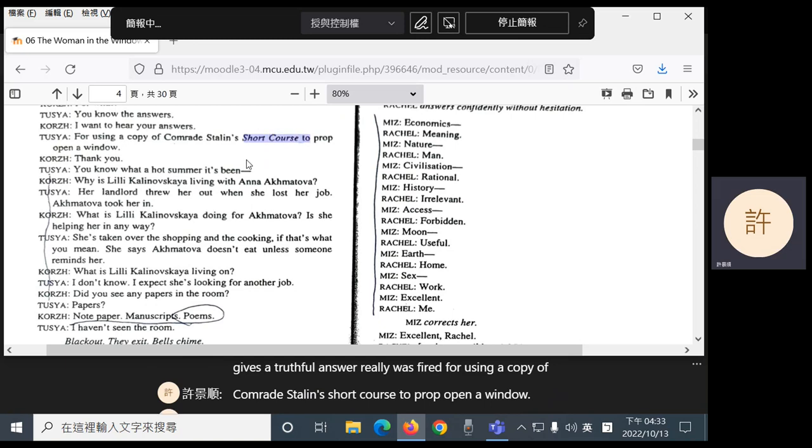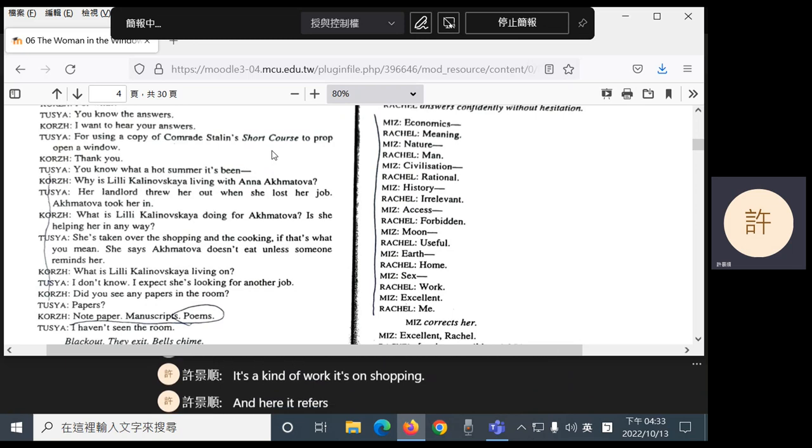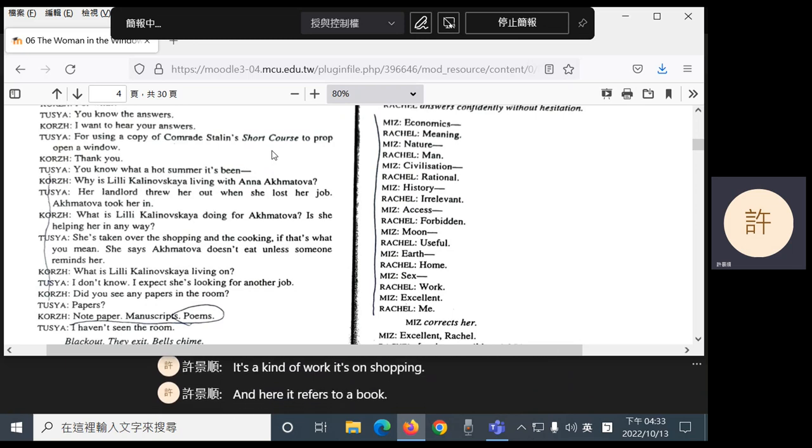When you see a name of something in italics, 写体字, this is the title of a kind of work. Could be a book, could be a movie. It's a kind of work, 一种作品. And here it refers to a book. Stalin wrote a book called Short Course on Socialism or Communism or something. It's kind of like his version of Mao's Little Red Book. This is Mao Zedong的那本小红书. Kind of like that. It's the collection of Stalin's thinking.